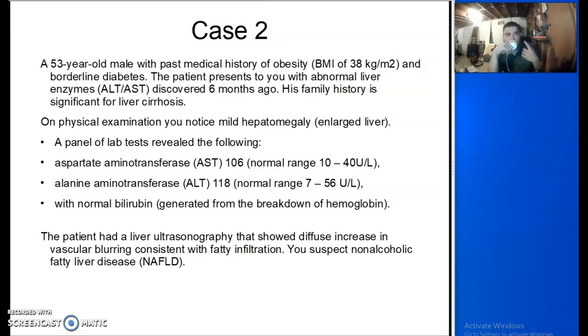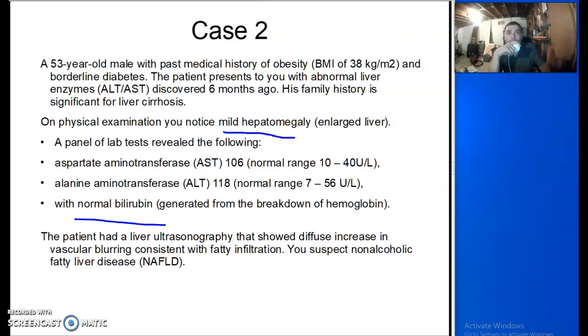We're going to see it in the eye, the sclera of the eyes, or the membranes, and not the fingertips. We'll see it in the skin, because that's an inability to get rid of bilirubin from the liver. This normal bilirubin's going to just be normal skin. So the patient had a liver ultrasonography.